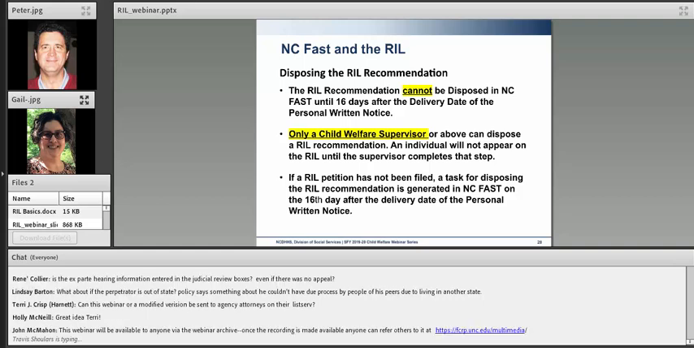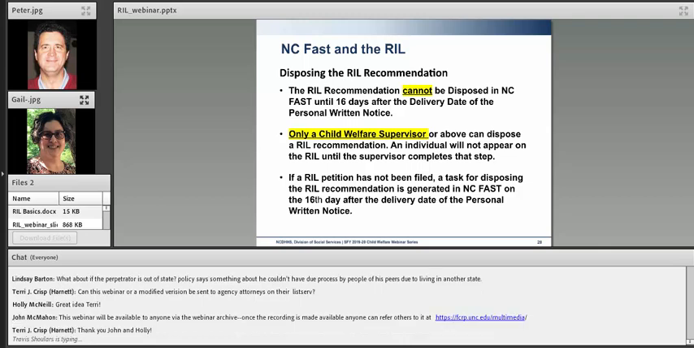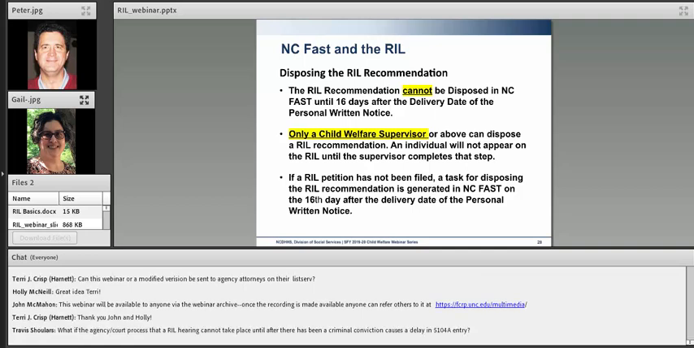Okay? Now, if a petition was not filed, like if the person didn't file for a petition for review, the task for disposing the RL recommendation is generated in NC-FAST on the 16th day after delivery. All right, so if you've not gone in and indicated that the person filed a notice for judicial review, then a task will be created reminding you to go in and do so. Okay? I understand, we do know that there are issues with some of what's going on within NC-FAST, and we're working diligently with them to get those corrected.